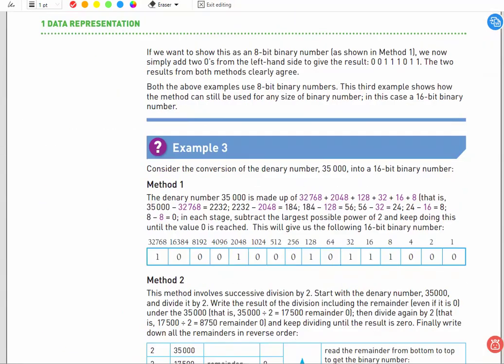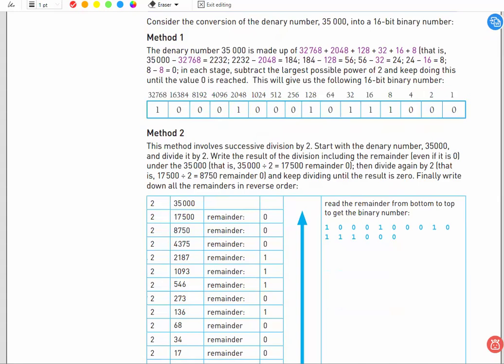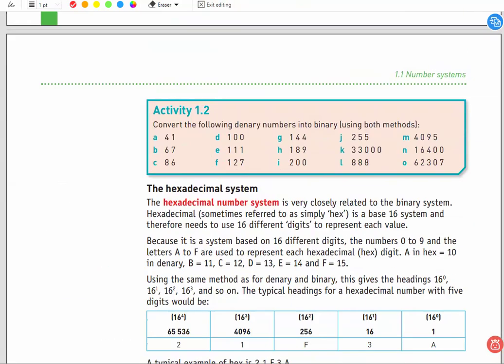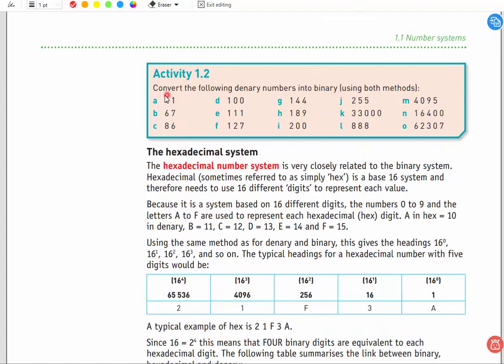Similarly, example 3 is a 16-bit number, 35,000, so we can move ahead to solve it. Similarly, dividing by 2 is a long process, and we will get this result. It is very easy and follows the same pattern as earlier. Because of lack of space, we are writing it here. So this is our example 3, and you can perform activity 1.2.